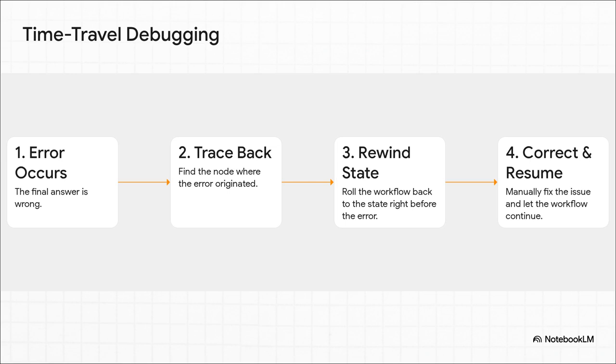So picture this. Your AI gives you a bad answer. With checkpoints, you can look at the entire history, trace it back to the exact node where things went sideways, rewind the state to just before that bad step, manually fix the issue, and then just hit play and let it continue from there. This saves developers a ridiculous amount of time.